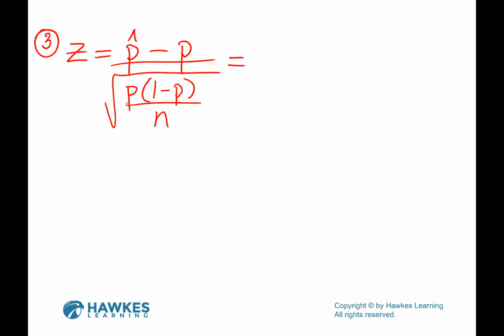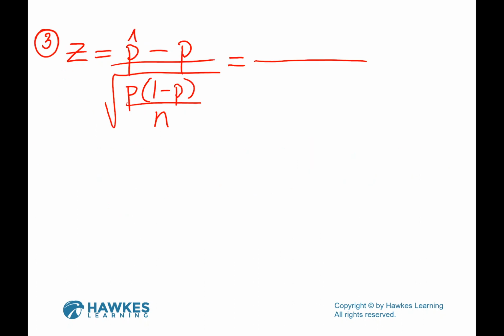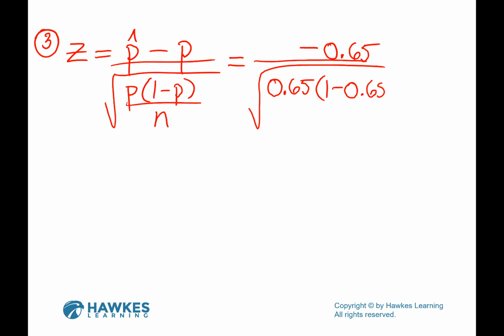So P, we already have the number for, because P is going to come from our hypotheses, just like mu did before. Okay, so for P, we're going to use 0.65. And that goes 3 places in our formula. So we'll subtract 0.65. And then in the bottom, we have 0.65 times 1 minus 0.65. The only 2 numbers we're missing are the sample proportion, and our sample size.